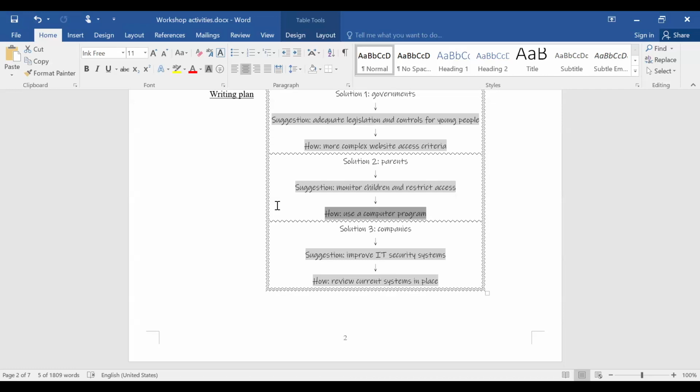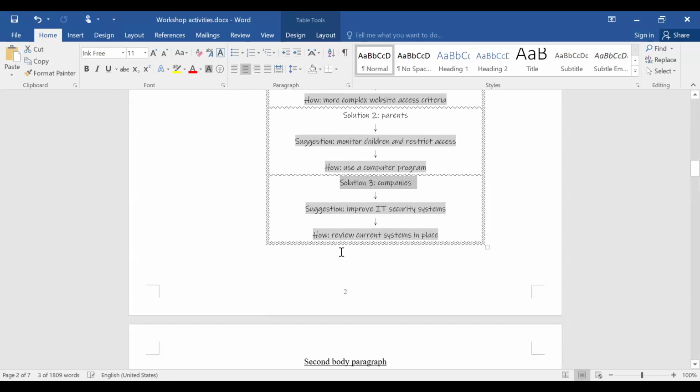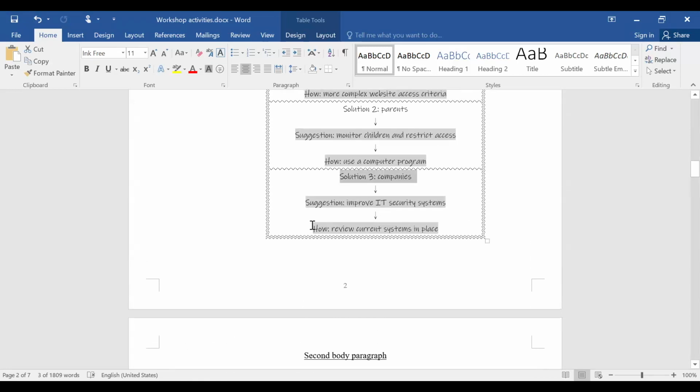Also, there is one more answer. Companies. Okay, this time it's about solution three. Companies must improving their IT security systems. Here I actually have two suggestions, two small pieces of advice. Number one, after must we use the bare infinitive. So here, instead of must improving, we can simply say must improve the current IT security systems. Okay.